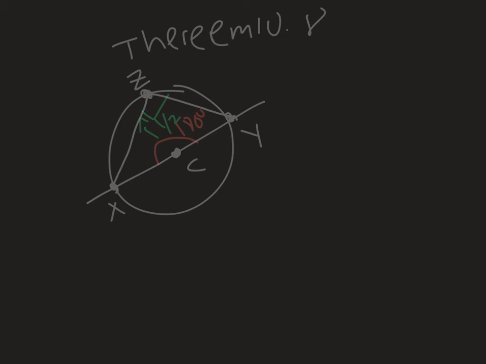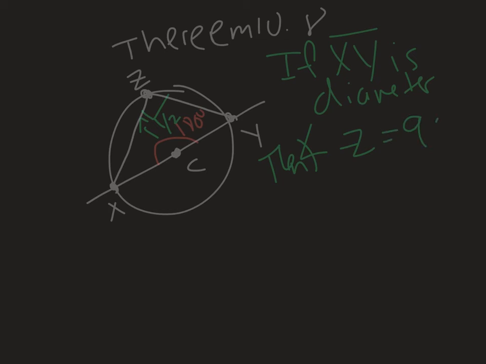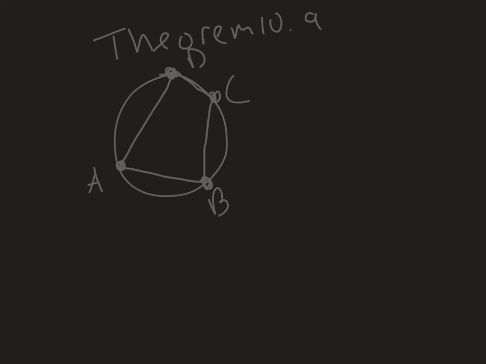So the hypothesis would be if, let's say, XY is a diameter, then the according inscribed angle, angle Z, has to be 90 degrees. And it's really just a special case of the inscribed angle theorem.